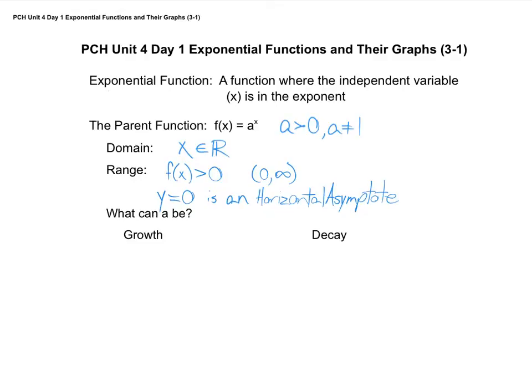It's got to be greater than 0, but it can't equal 1. So that y is not equal to (1, 0), or 1 is not equal to (1, 0). No. We're just thinking about a right now, the base of our exponential. The base of our exponential has to be a positive number, but it's not allowed to equal 1.